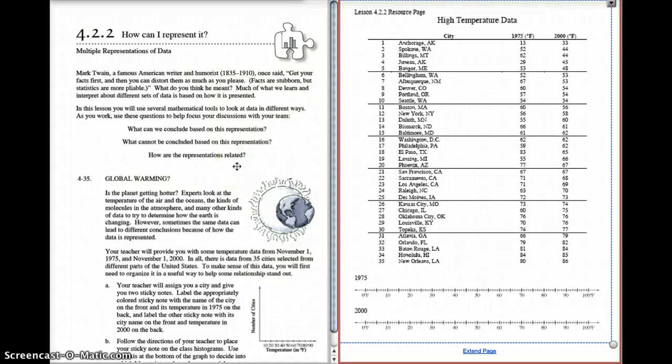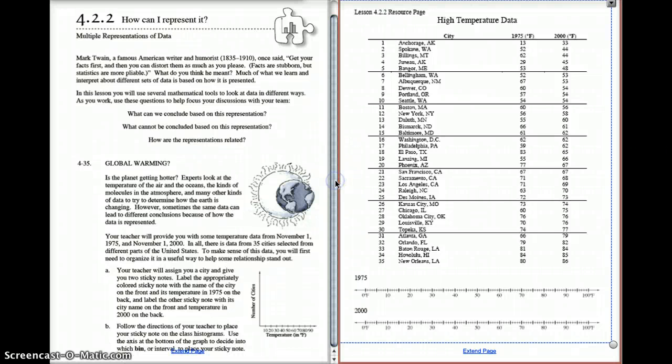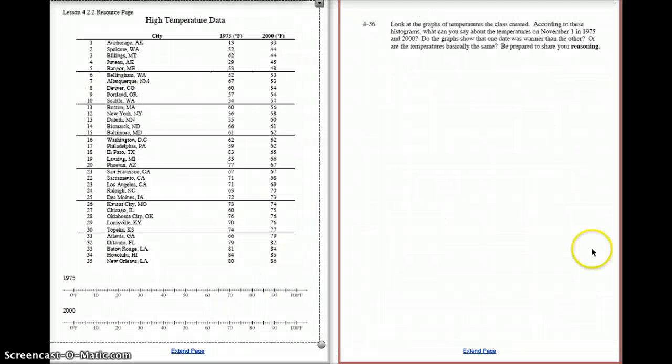Okay, now I'm back. Now we're going to talk about the two histograms that you have built. And no, I have not built them. We're using your histograms. So I'm going to switch pages here to this one right here. Look at the graphs of the temperatures that you have created. According to your histograms, what can you say about the temperatures on, I guess these are all for November 1st in 1975 and November 1st for the year 2000? Well, that gives us a little idea.